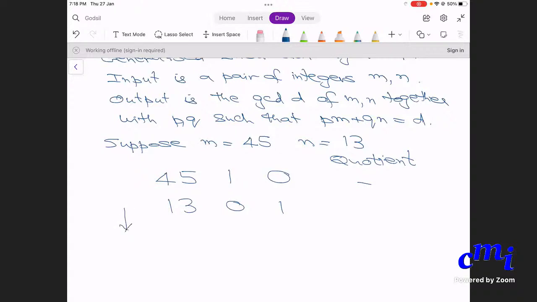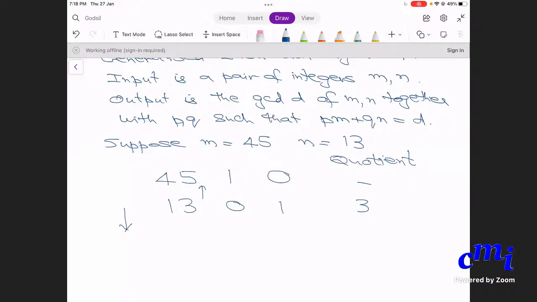So how do we build this table? Each time we will first find out what the quotient is. You have 45 and 13. You divide 45 by 13 and write down the quotient. Don't worry about the remainder for now. Just write the quotient. So 13 goes 3 times in 45. 13 threes are 39, and that leaves a remainder of 6. Never mind that.